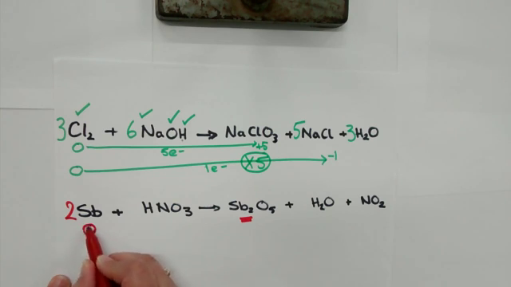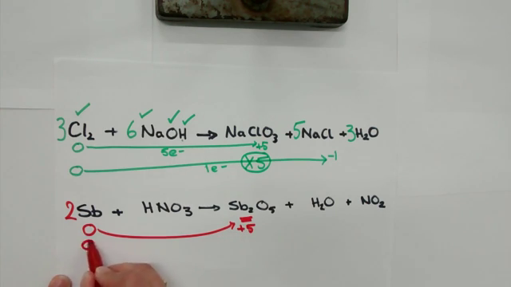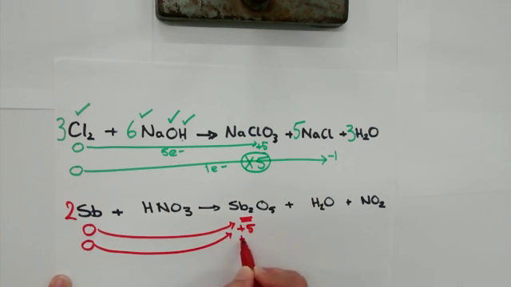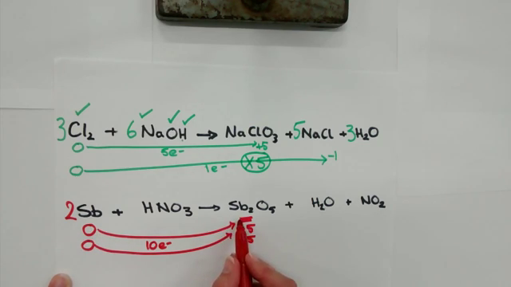Each of these antimonies starts at 0, and each one goes up to +5. So we have 2 of these doing that. So we have a 10 electron process happening there. Yeah, this needs to lose 10 electrons to go from there to there.